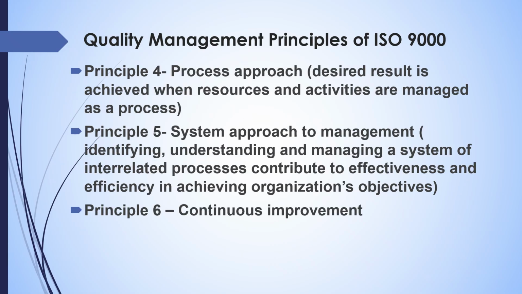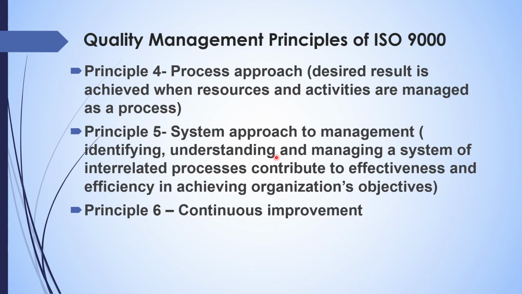Let's go to another principle, that is process approach. Desired result is achieved when resources and activities are managed as a process. We already talked about what are the processes. And principle 5 is system approach to management. So identifying, understanding and managing system of interrelated processes contribute to effectiveness and efficiency in achieving organization's effectiveness. So it should have a system approach, not like one directorate or the other directorate, not working in silos. It should be as the whole system approach.